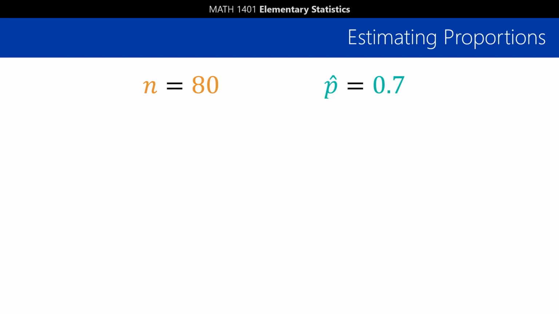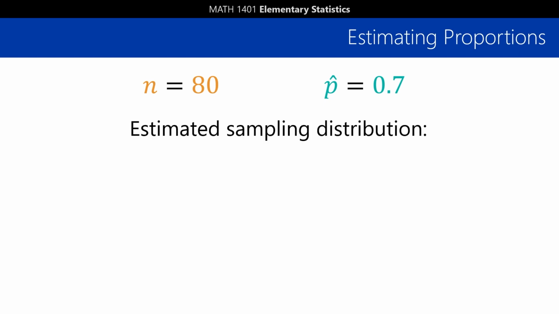So let's see how we can use what we know to figure out a confidence interval for the proportion of people who support the government program. Remember, we surveyed 80 people, and 70% of them said that they supported the new program. Using just this information, we can already make some guesses about our sampling distribution. For example, we know that the mean of all possible sample proportions is just going to be the population proportion. We don't know what that is, but we know that our sample proportion should be pretty close to it.